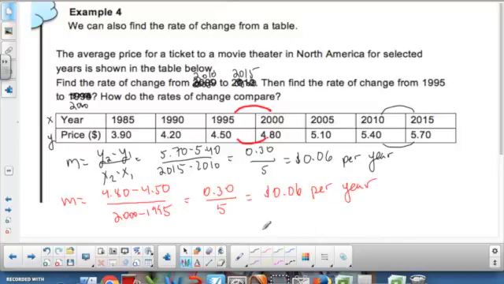So when I write my comparison, I'm going to say that the rate of change was the same for both intervals of time, which means, assuming that that rate of change stays the same across all of these, we would say that this is a linear relationship.